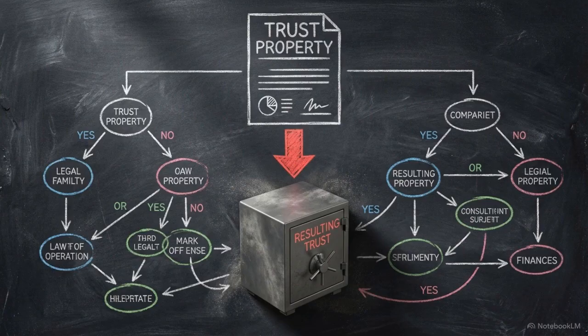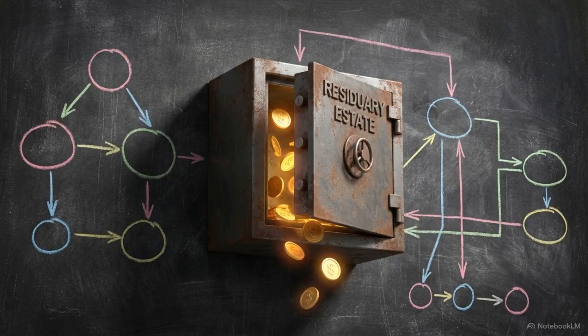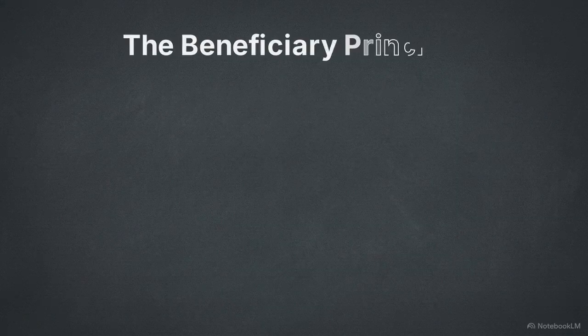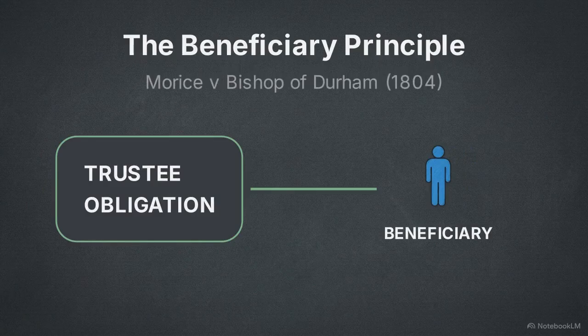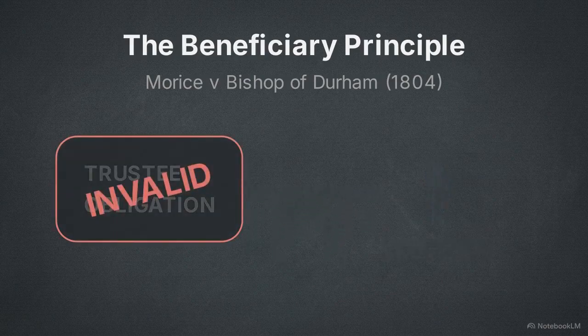If you fail to identify the correct legal rescue mechanism for these clauses, the trust collapses into a resulting trust. The assets return to the residuary estate, and the testator's final wishes die with them. This diagram illustrates the structural flaw at the heart of our problem, the beneficiary principle. Established in Morice v. Bishop of Durham, a trust is an obligation. It cannot exist without an enforcer, a beneficiary with legal standing who can enforce it.